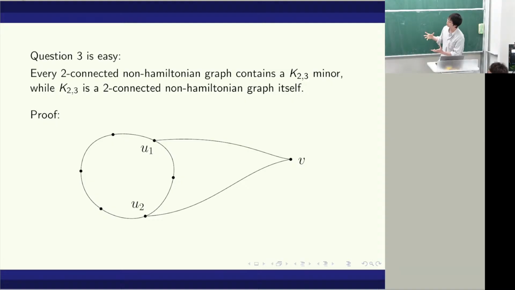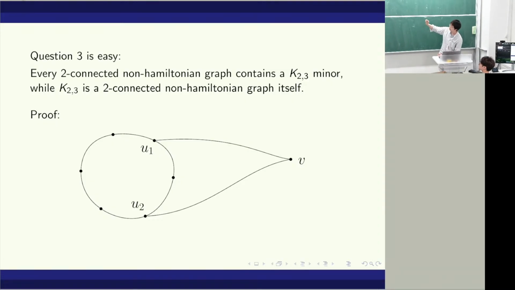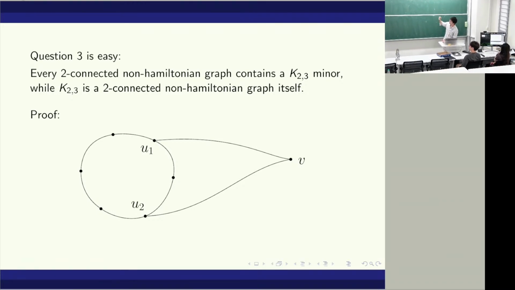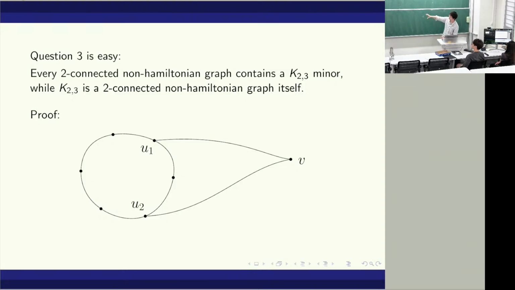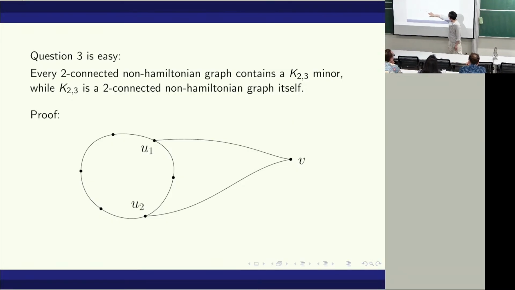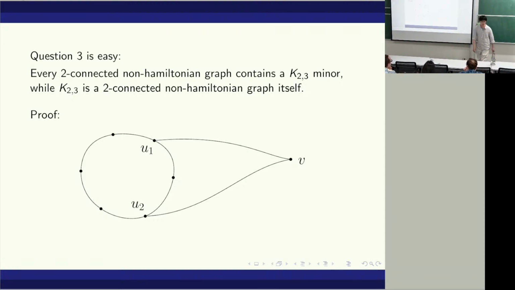We take the largest cycle, then we know it is non-Hamiltonian, therefore we can have a vertex V outside the cycle. Since it's 2 connected, we join from V to the longest cycle by 2 internally disjoint paths, and the 2 vertices at the cycle from these 2 paths are non-adjacent. Otherwise, you can get a longer cycle. Therefore, you can see that we can always have a K2,3. And these 2 vertices are the part of size 2.